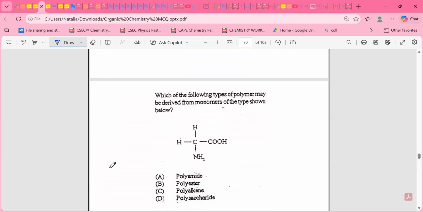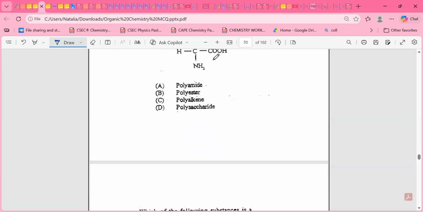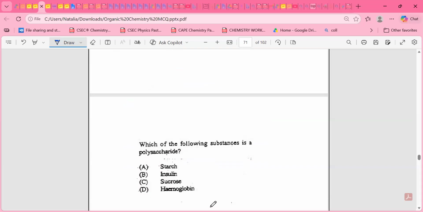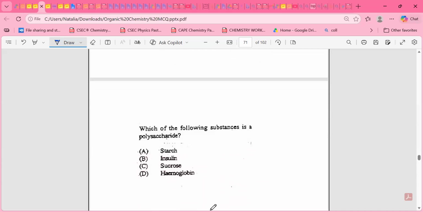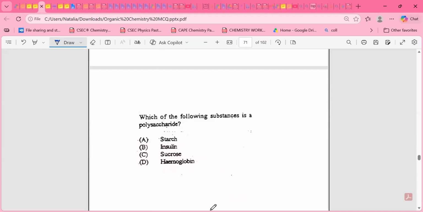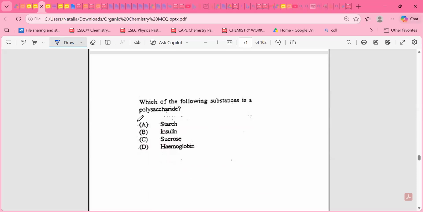Which of the following types of polymer may be derived from the monomer of the type shown below? Which one? Would that be a polyamide? Polyamide, yes. Which of the following substances is a polysaccharide? Which one of these is a carbohydrate? Apple.